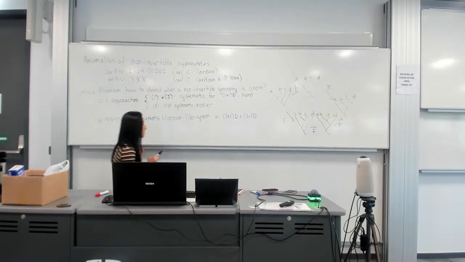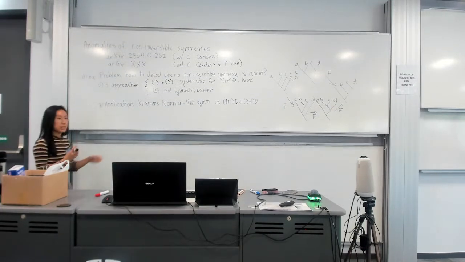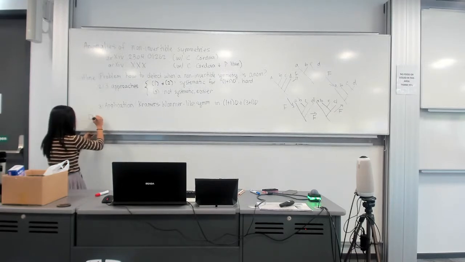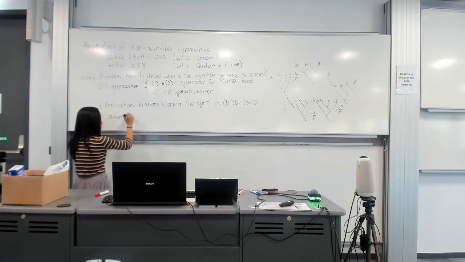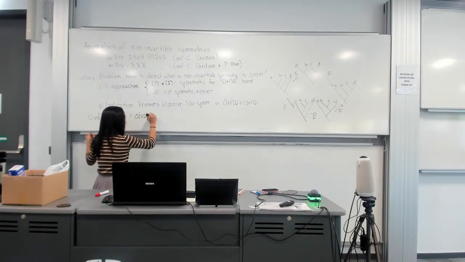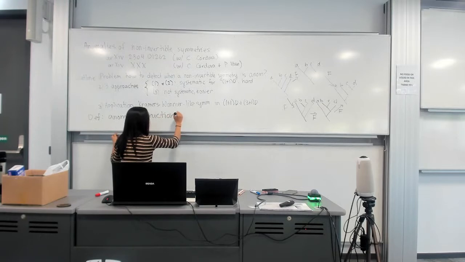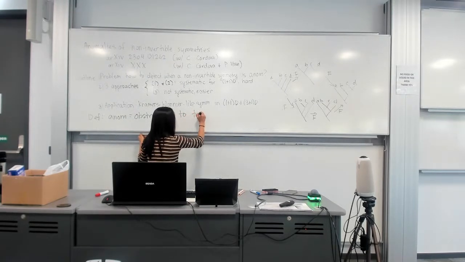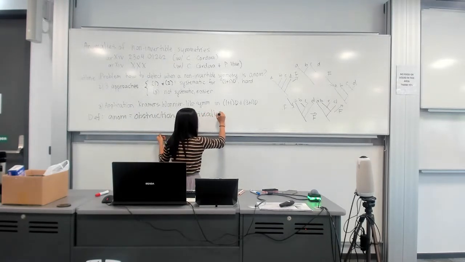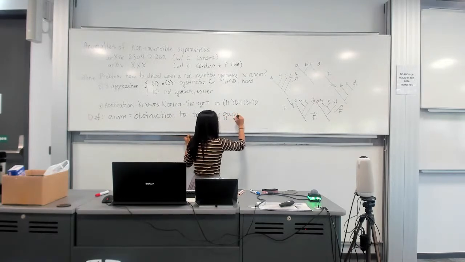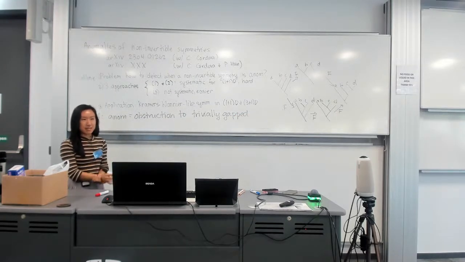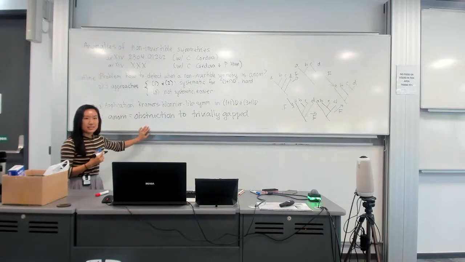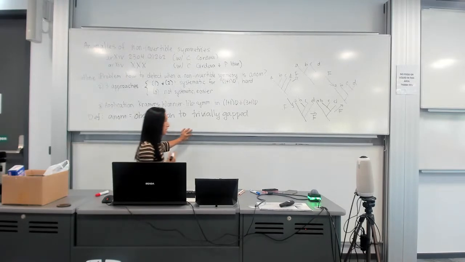Okay, so let's first define what we mean by anomaly. I'm going to define an anomaly as an obstruction to flowing to a trivially gapped phase. This is a phase that has a unique gapped ground state that respects the symmetry on any manifold. So in higher dimensions, we need to specify any manifold. This is what I'm going to take as my definition of anomaly.